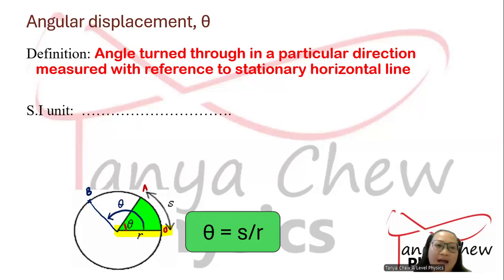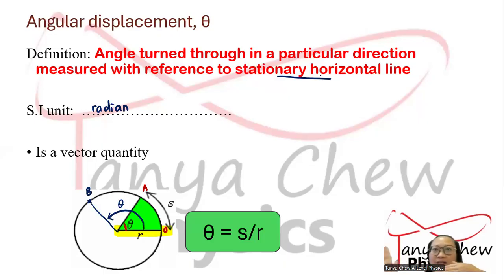Right, so the SI unit or standard international unit of angular displacement is called radian. And angular displacement itself is a vector quantity. What is a vector quantity again? A vector quantity is a quantity which depends not only on the magnitude, not only on the numbers, but also on the direction. You see that the angle must be measured with reference to the horizontal line, the positive x-axis. So from there you measure your angle. That is what we call direction.